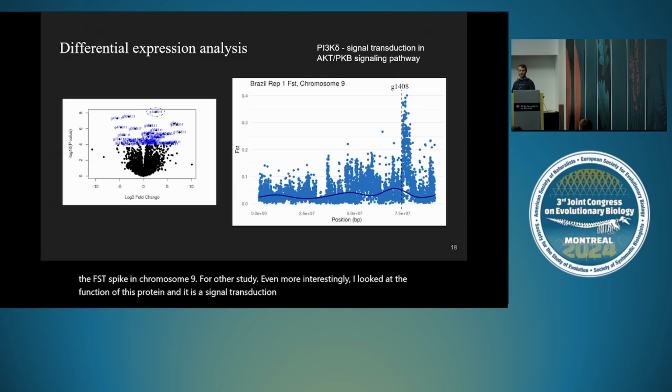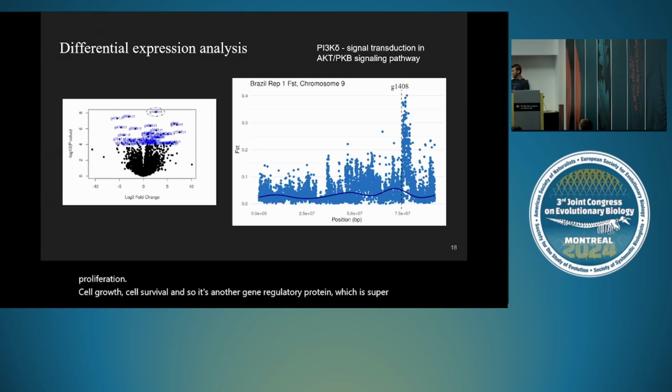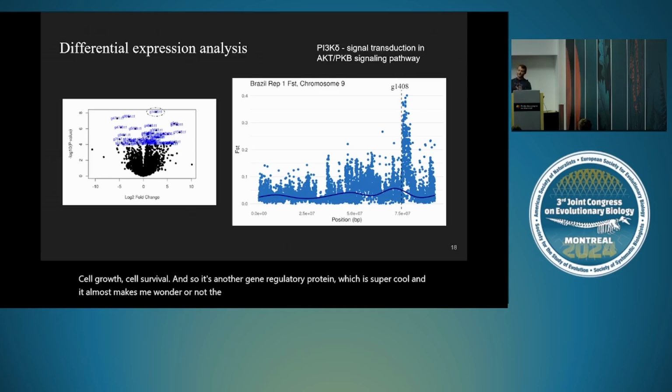Even more interestingly, I looked at the function of this protein, and it is a signal transduction protein that's involved with cell proliferation, cell growth, cell survival. And so it's another gene regulatory protein, which is super cool. And it almost makes me wonder whether or not the transcription factor we found in the previous study is in any way influencing the transcription amount here. But that's food for thought later.